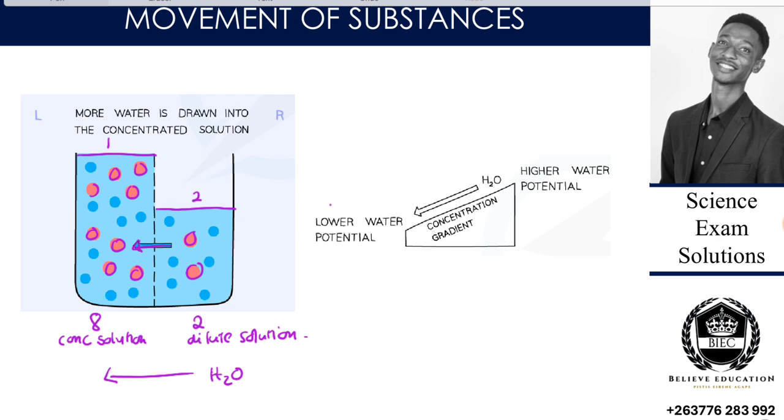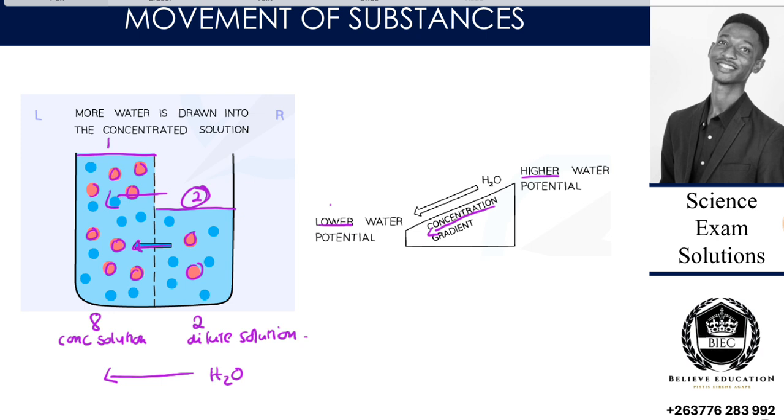Then we go to this part where we have to look at it in terms of the concentration gradient. So the net movement, we will be saying it will be from higher water potential to lower water potential, but down a what? A concentration gradient. So it is moving from this side to the other side, from a region of high water potential to a region of low water potential.